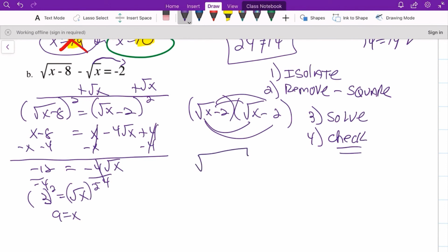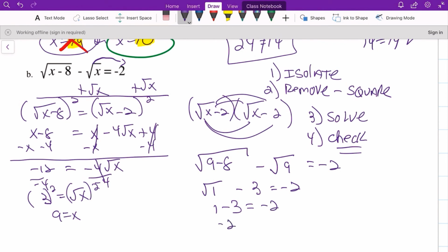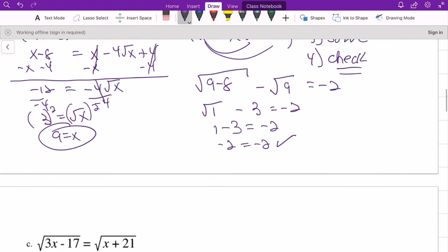We have the square root of 9 minus 8 minus 3 equals negative 2. So when I take this here, the square root of 9 minus 8 is going to give us the square root of 1 minus 3 equals negative 2, and the square root of 1 is 1. Minus 3 equals negative 2, so this does check out. So x equals 9 is my answer. Okay, let's move to the next one.